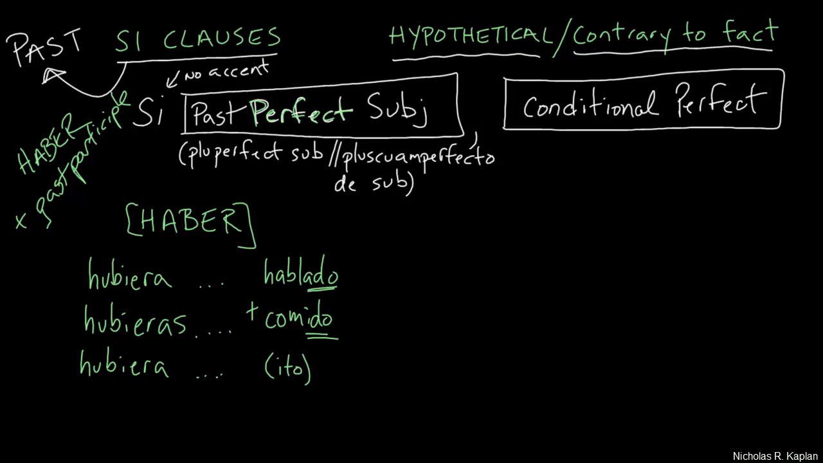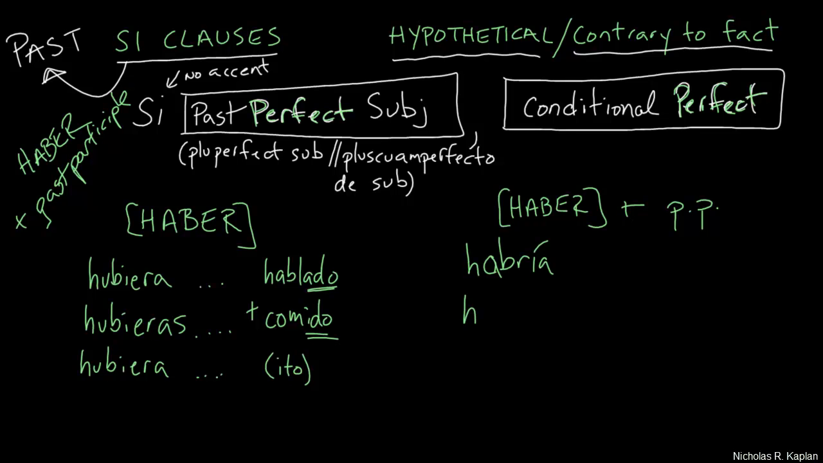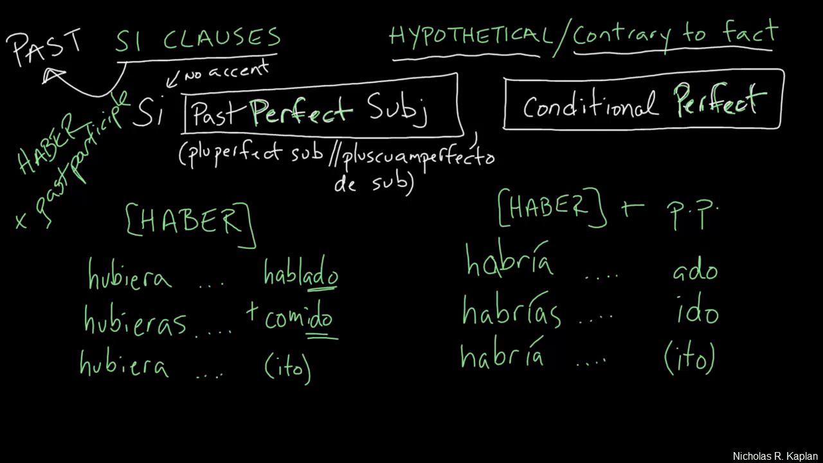ito. And then if we're working with the conditional perfect, again, that word perfect lets us know that we need a form of haber, and then our past participle, and the conditional form of haber would be habría. Don't forget your written accent. And again, you can look up the rest of the forms plus our past participle. Again, most of them end in ado or ido. A bunch of the irregulars end in ito. Let's go ahead and look at a couple examples.